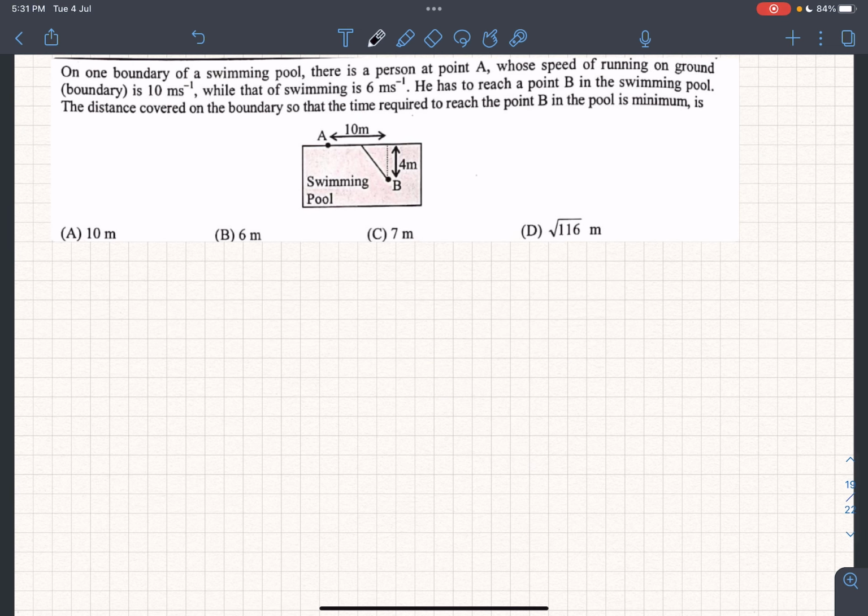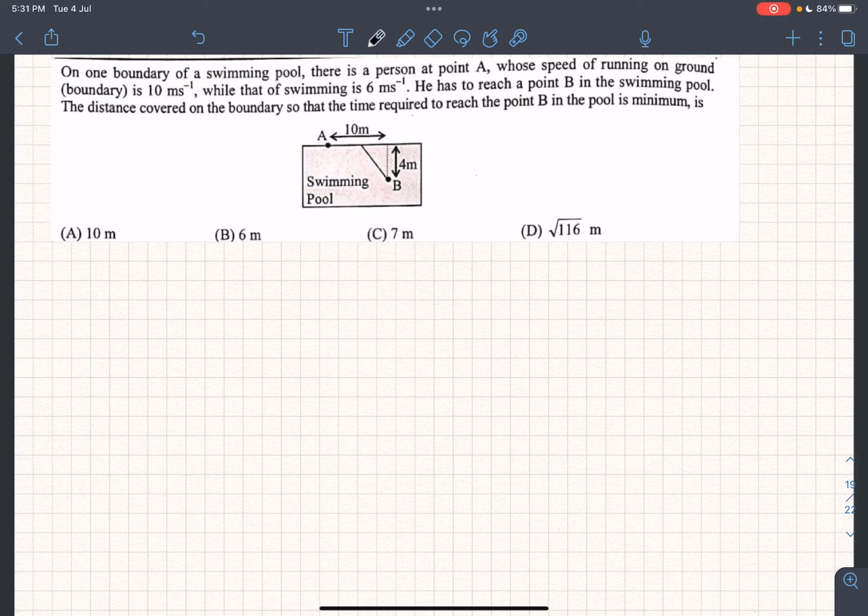On one boundary of a swimming pool, there is a person at point A whose speed of running on the ground is 10 meters per second, while that of swimming is 6 meters per second. He has to reach a point B in the swimming pool. Find the distance covered on the boundary, so that the time required to reach the point B in the pool is minimum.